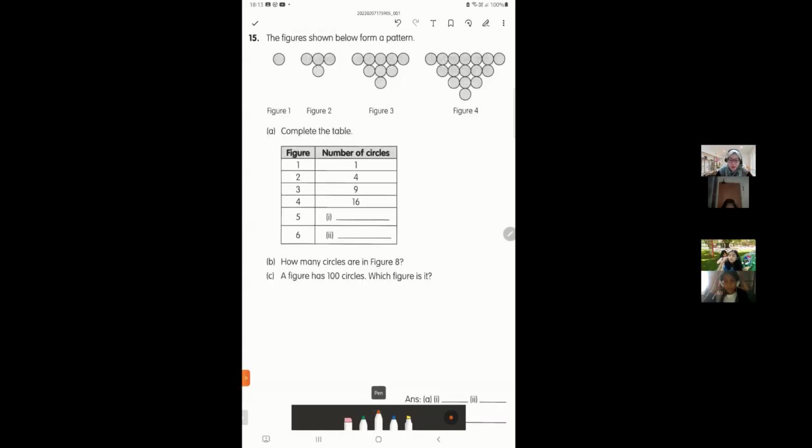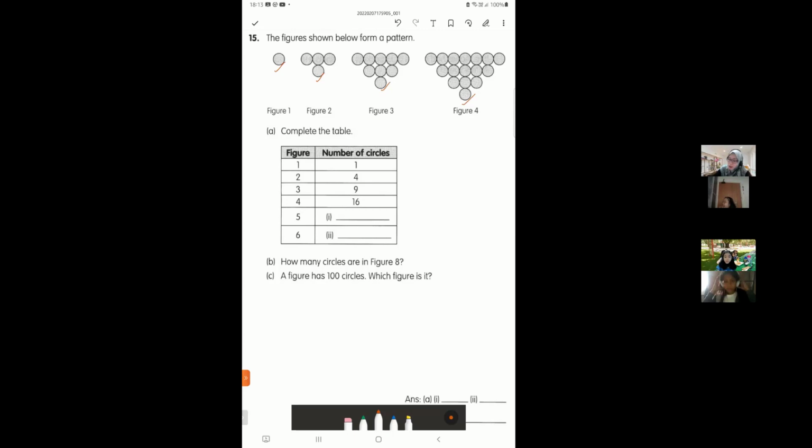So you see here the figures. Figure 1 is one circle. You can see here one circle, right? Figure 2 is 4 circles. Figure 3, 9 circles. Figure 4, 16 circles. There is a pattern. And how do we get the pattern?